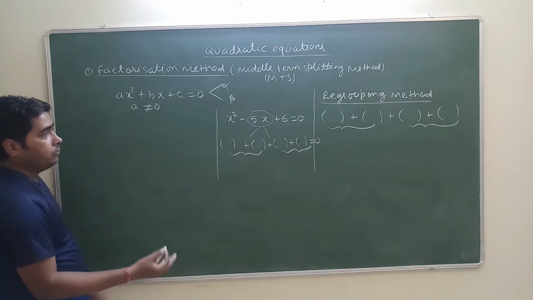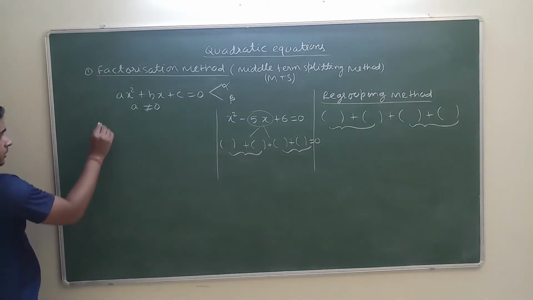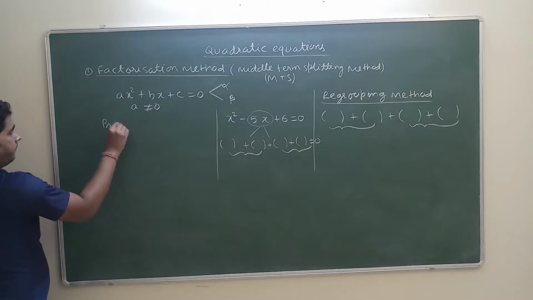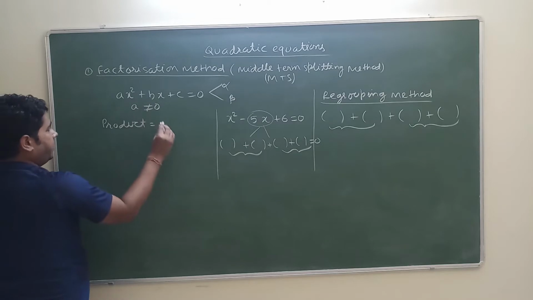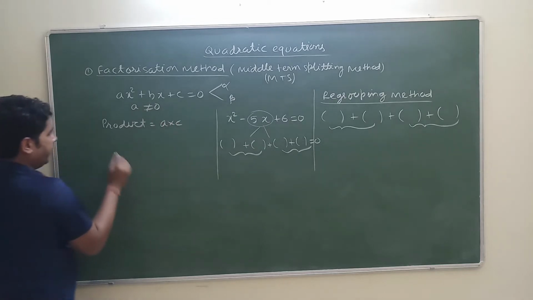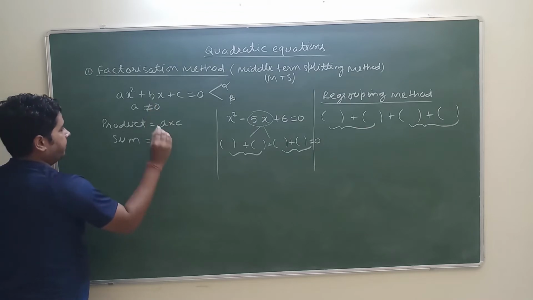Now, how to split this middle term? What is the process? What is the rule behind this? So first you will check what the product is. Product means A multiplied by C. And what is the sum? The sum is directly this B.